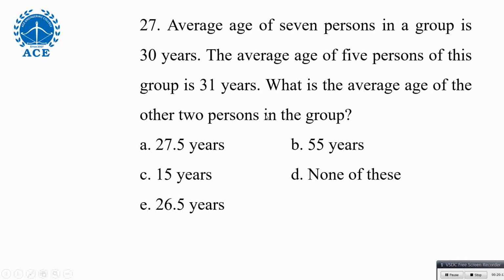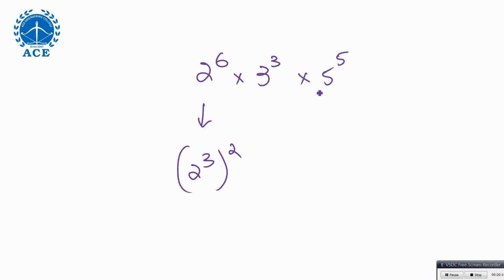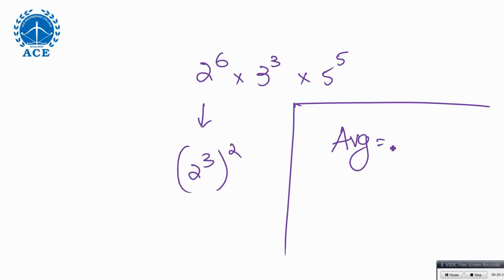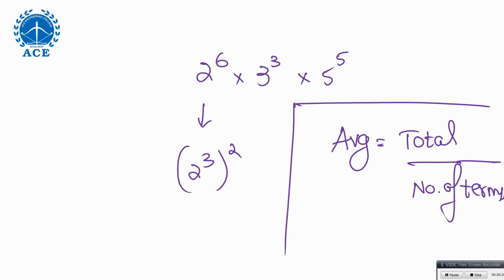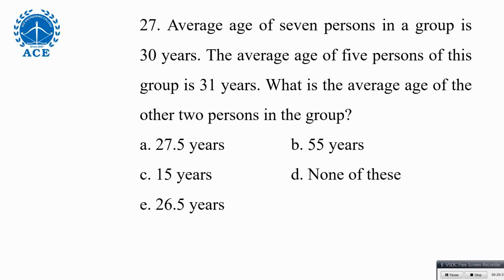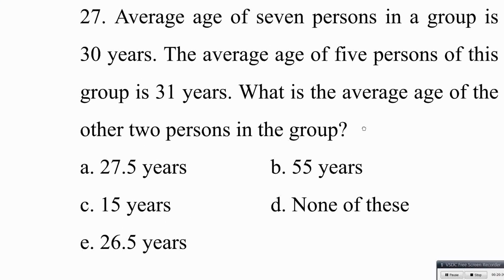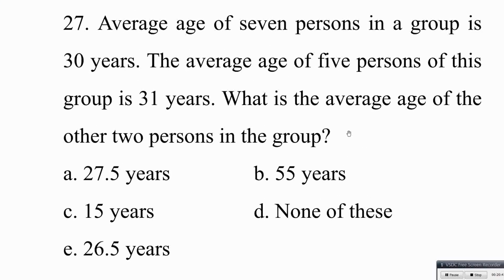Next, average. As we already addressed, average is basically what? Sum of terms or total divided by number of terms. Average is this: total divided by number of terms, or sum of terms divided by number of terms. Now use this. Solve this question now.